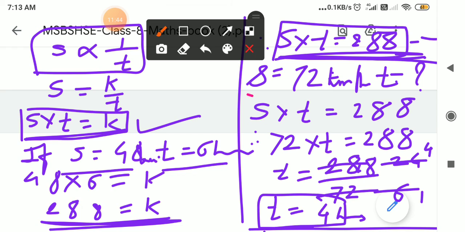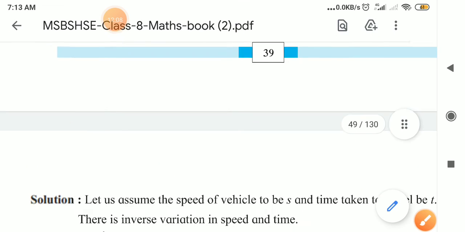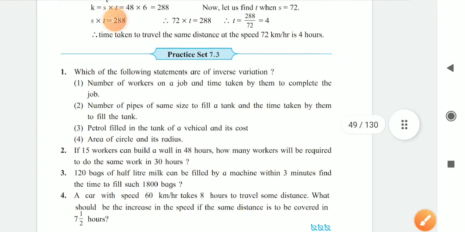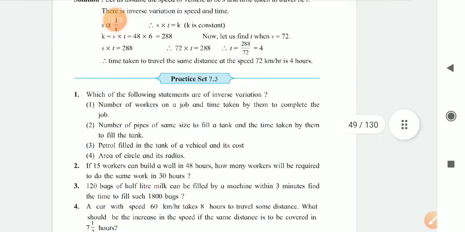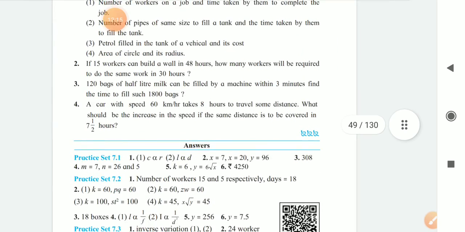If speed is given we find the time. Similarly, if time is given and they tell you to find the speed, that also we can find very easily. So in this way we have to solve examples based on time, work, and speed by using inverse variation. All of you note down this. And after this example 7, we have completed this lesson.